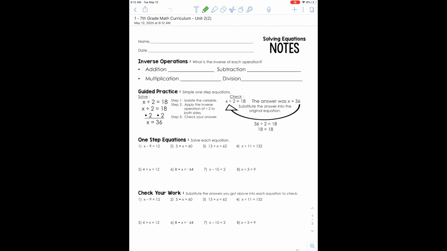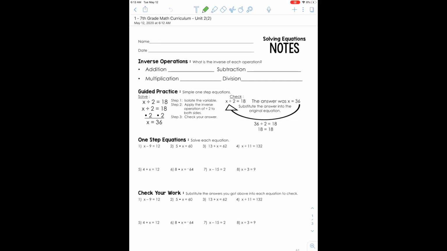Good morning, sixth graders. This morning we're moving on to work on solving equations. So today we are going to be taking 1 and 2 step equations and solving them for the variable. In order to solve equations, we need to know what the inverse or the opposite is of each operation.